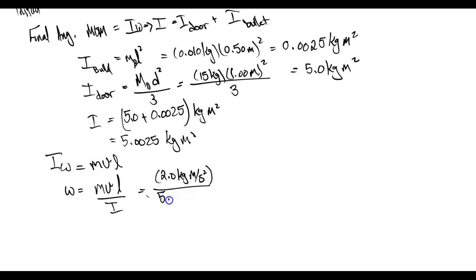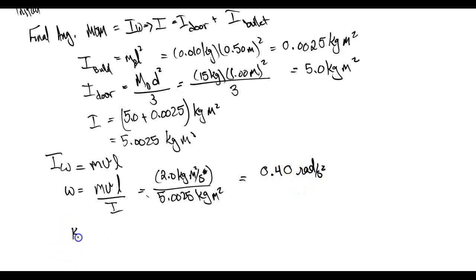I total is 5.0025 kilogram meters squared. So this gives us 0.40 radians per second.